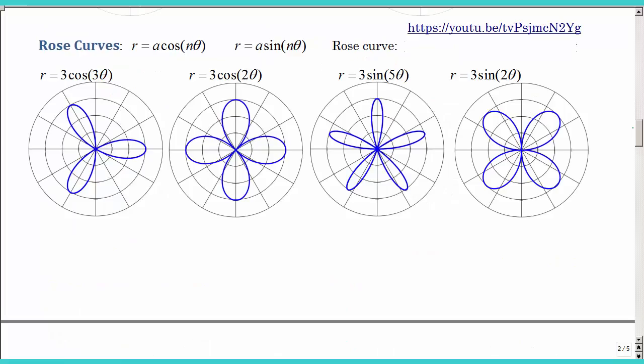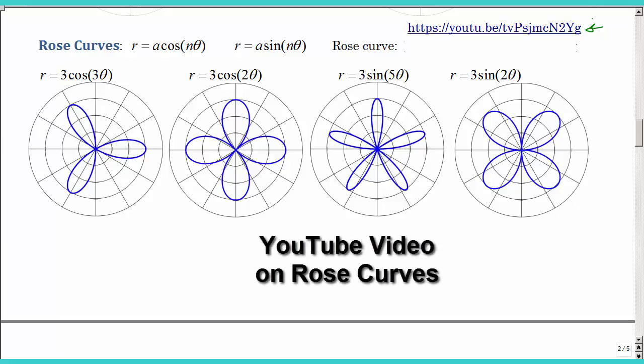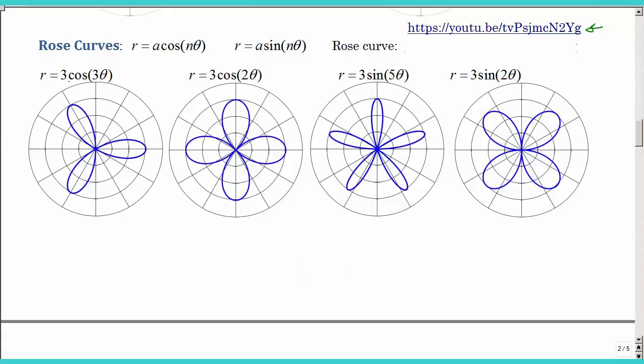Also, you can get some rose curves. Another really good video, not by me, shows how they indeed get traced out and how you get petals and things like that. Okay? But cosine is symmetric with respect to the x-axis. Sine is going to be symmetric with respect to the y-axis. And the number of petals and all of that good stuff, again, can be viewed on my previous videos.